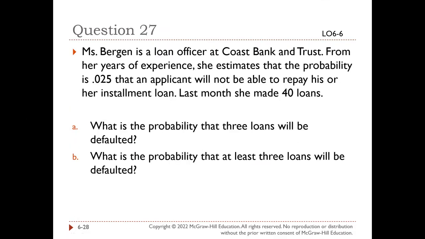Last question. Ms. Bergens is a loan officer at Coast Bank and Trust. From her years of experience, she estimates that the probability is 0.025 that an applicant will not be able to repay his or her installment loan. Last month, she made 40 loans. What is the probability that 3 loans will be defaulted? What is the probability that at least 3 loans will be defaulted?